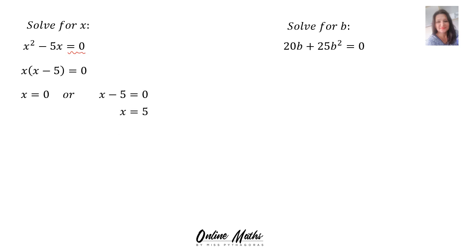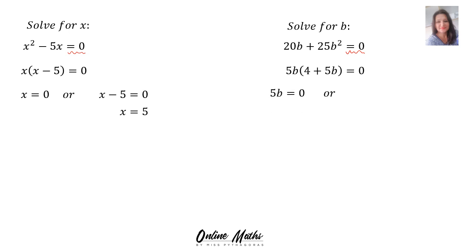The second example, solve for b. So again, everything is on one side, in this case the left-hand side, equals 0. The first thing we do is we factorize. So this one we can factorize by taking out a common factor, and the common factor is 5b. And we're left with the bracket 4 plus 5b.